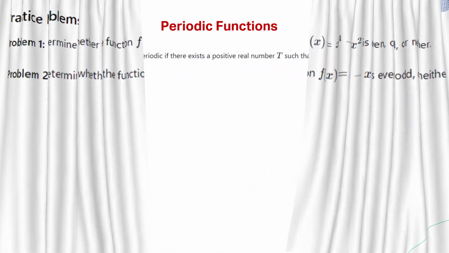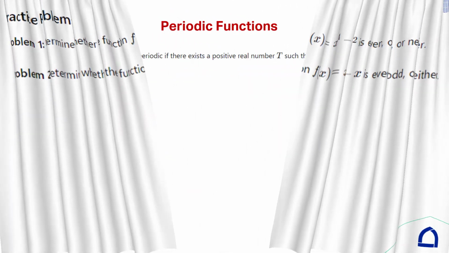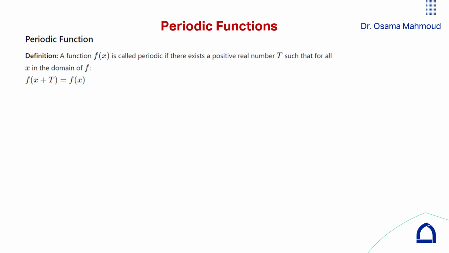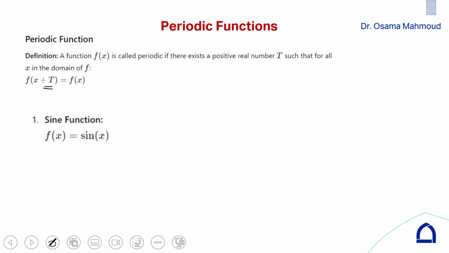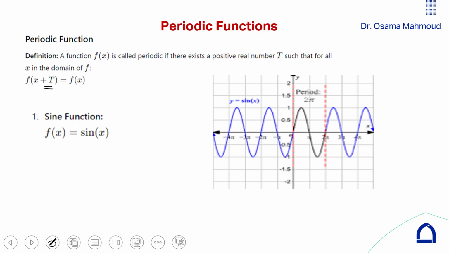Now we will go for another concept, which is a periodic function. What does it mean, periodic function? It means if you add a constant to x and you keep adding this constant, you will find your function repeated again and again and again, right? And this constant must be positive, right? And also non-zero, okay?